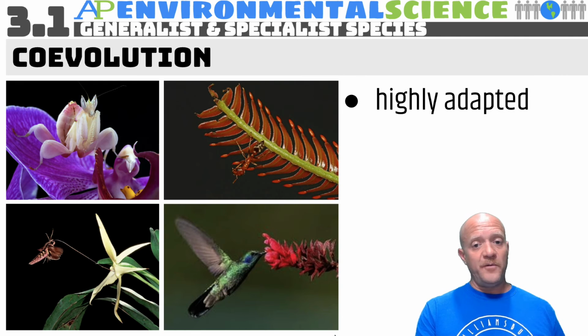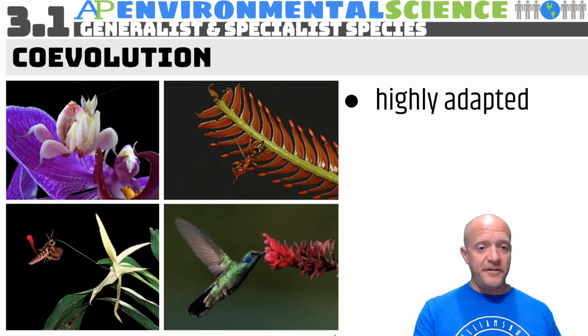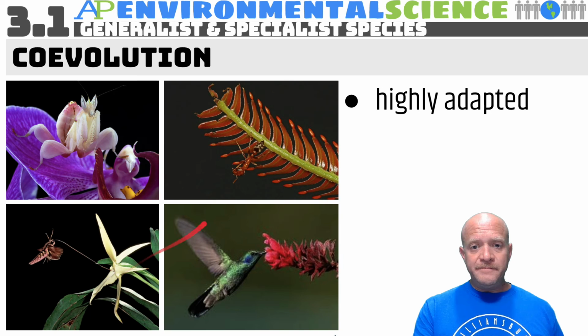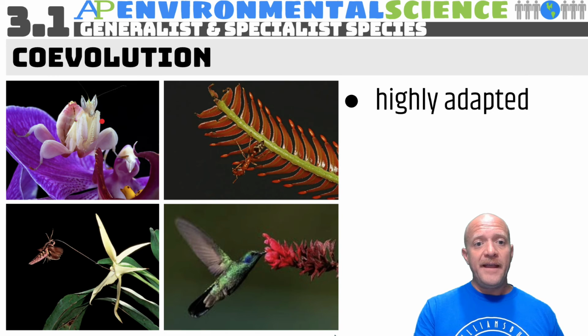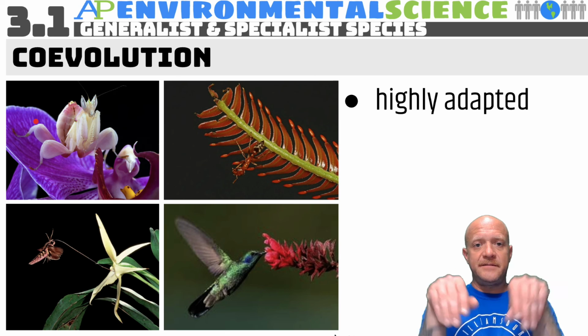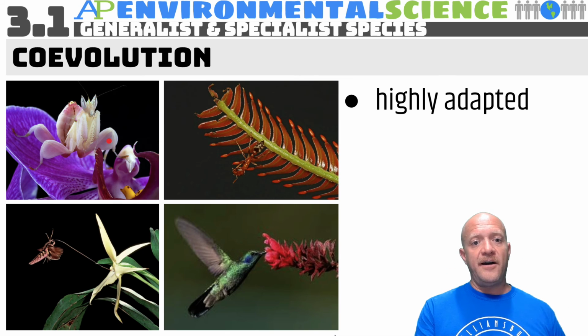These are examples of specialist species. These hummingbirds will only feed on a certain type of flower. This is a moth that is feeding on a specific orchid. This appears to be, I believe, an ant, and it is perfectly camouflaged with this plant. And this is an orchid mantis, praying mantis, and it feeds on organisms that may come to pollinate this flower.